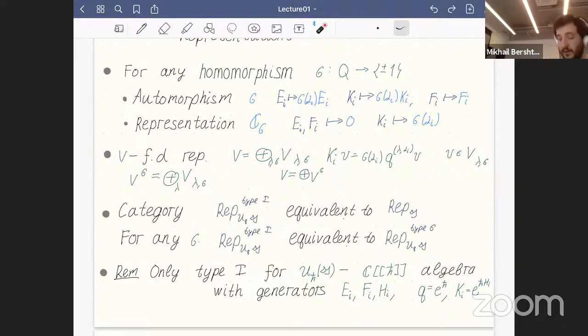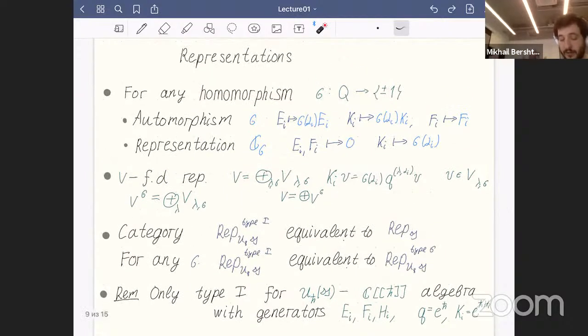And if you take any other type, so choose any representation type sigma, then it will be the same as choosing these type one representations. So finite dimensional representations of the quantum groups behave like the representations of the original Lie algebra, up to this issue with signs.